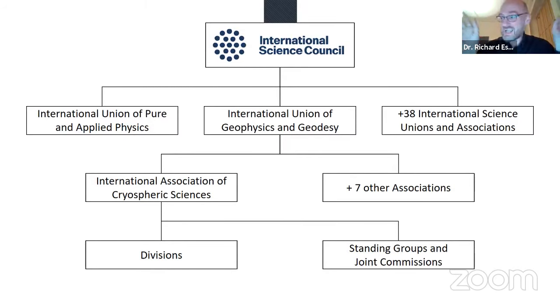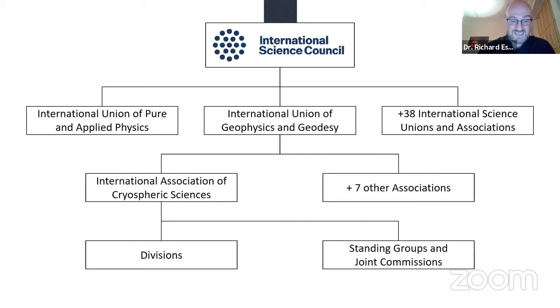But starting with the administration, at the top, at the level of the International Science Council. The ISC operates on UN level to promote the value of science for evidence-based decision-making on issues of public concern. And feeding into that, there are 40 international science unions and associations. The International Union of Pure and Applied Physics, with which IAPS is affiliated, is one of them, and the International Union of Geophysics and Geodesy is another one.